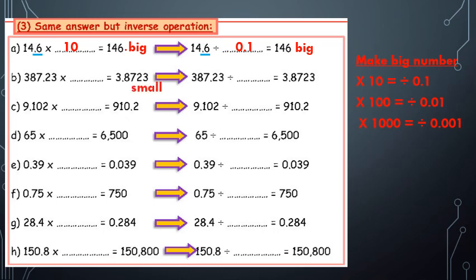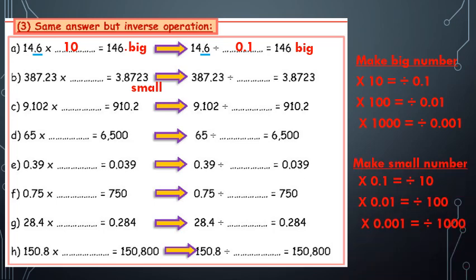Look at the whole number here and the whole number in the product. The whole number in the factor is 387, but the whole number here is 3, so the product is smaller. What is the number that we multiplied with that makes the product smaller? If we multiply by decimal tenths, 1/10, or multiply by 100, or multiply by 1000, the product will be smaller. With the inverse operation, division, if we divide by 10, or divide by 100, or divide by 1000, the quotient will be smaller than the dividend.